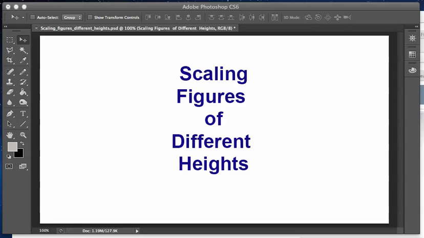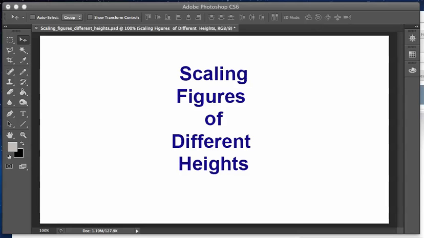This video is to address questions about scaling figures of different heights. Week 4 of the perspective course, we look at doing figures, and the process shown is pretty straightforward, but it only deals with one height. So that definitely leads to a situation where people are going to want to rate different heights, do different things.